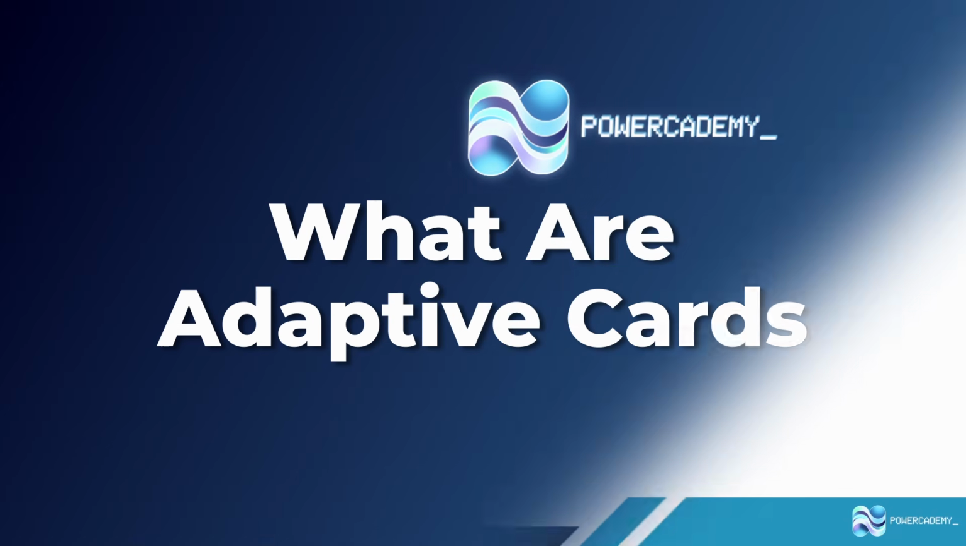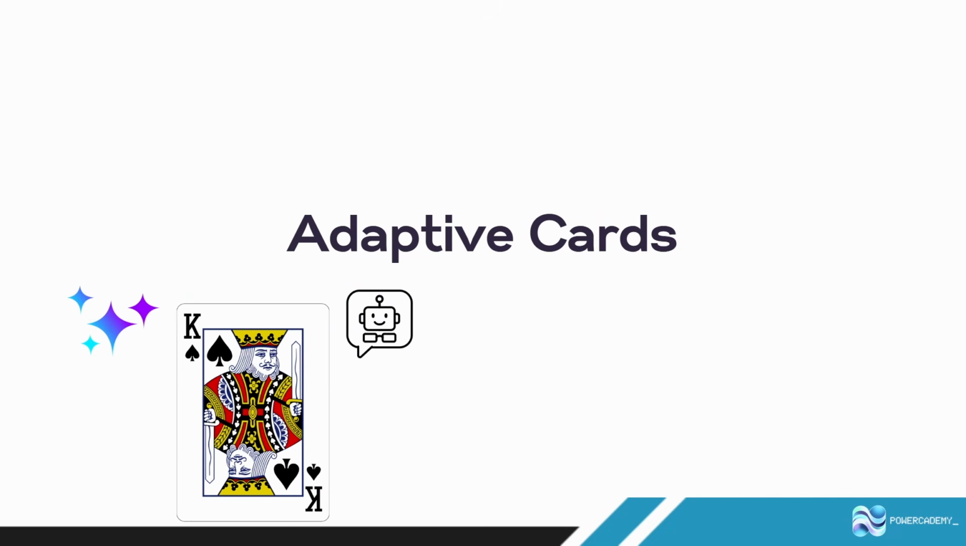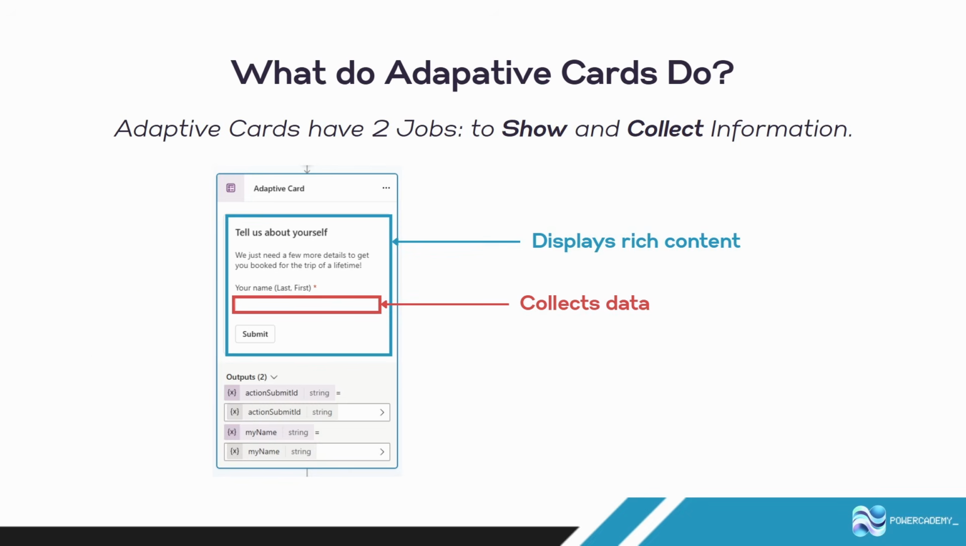So this section covers adaptive cards and how they are useful within the context of Copilot Studio. So what do adaptive cards actually do? Adaptive cards have two specific jobs: to show and to collect information.